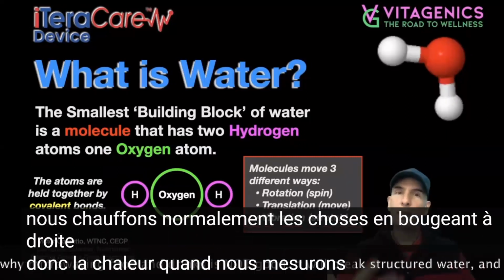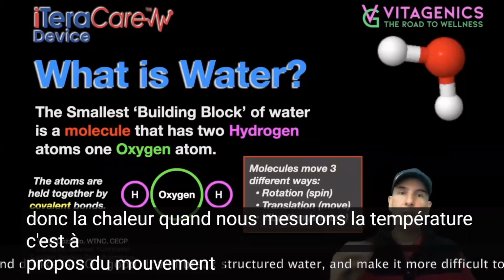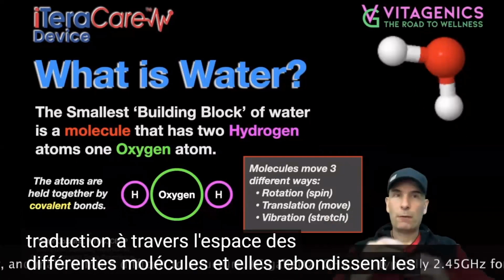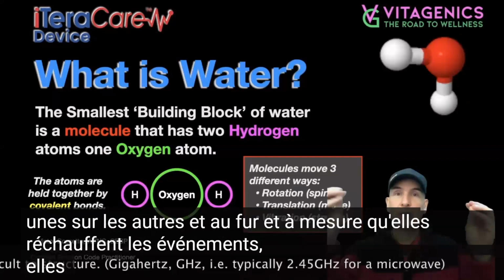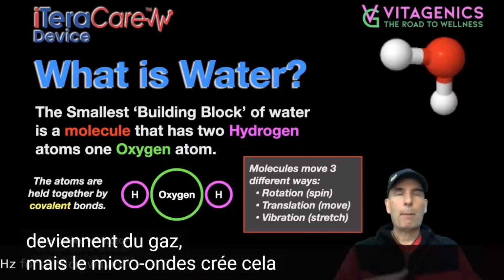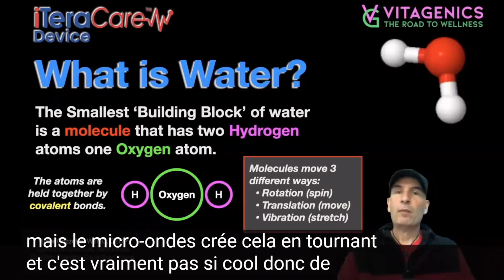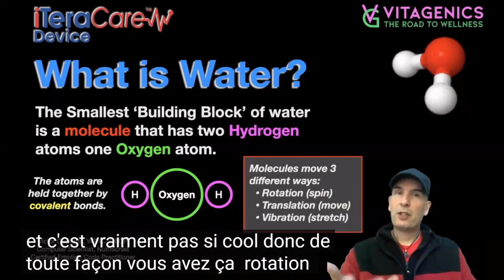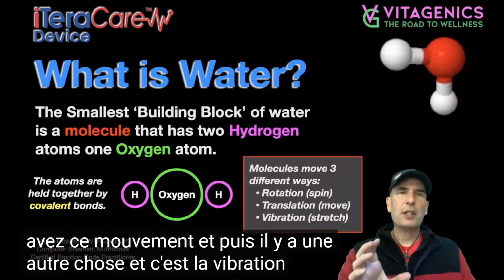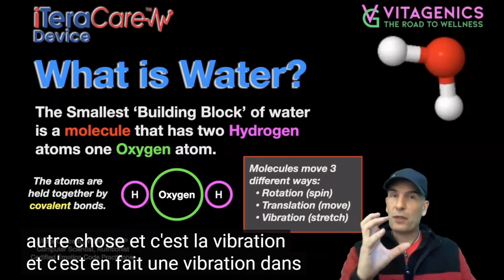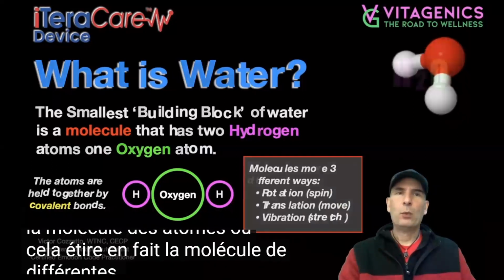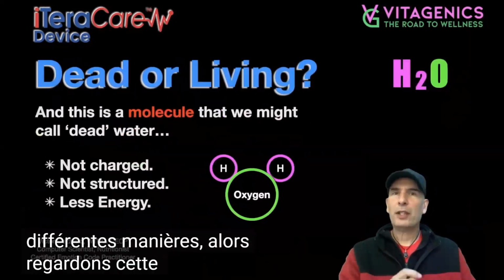So heat, when we measure temperature, it's about the motion, the movement, or the translation through space of the different molecules, and they bounce off of each other. And as they heat up, eventually they get so far apart they become gas, right? But microwave creates that by spinning, and that's really not so cool. So anyway, you've got this rotation, you've got this movement, and then there's one other thing, and this is the vibration. And this is actually the vibration within the molecule of the atoms, where it actually stretches the molecule in different ways.